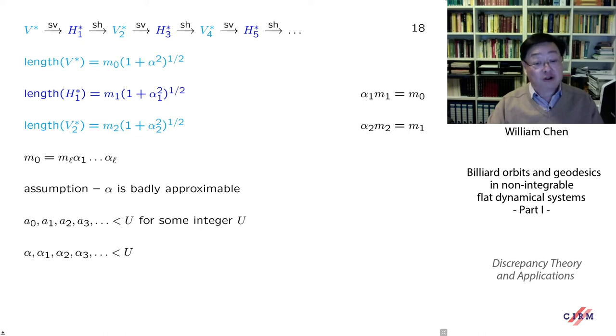Remember that we are assuming that our number, our slope alpha, is a badly approximable number. And since this is a badly approximable number, it means that there is some integer u which acts as a strict upper bound for the continued fraction digits. In that case, u also is an upper bound of all the alphas.